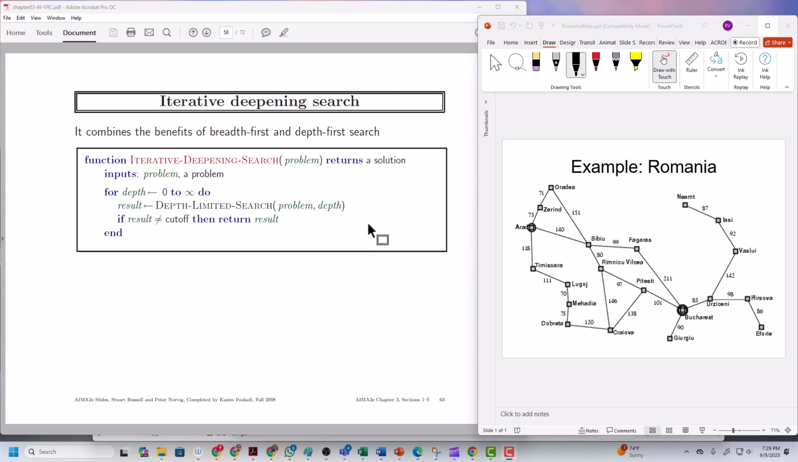So you are not starting from L equal to 5 or something. You gradually increase, initially 0, then 1, 2, 3 in that way. And then you continue until a goal is found at depth D, which is the shallowest goal node. So what are the properties?